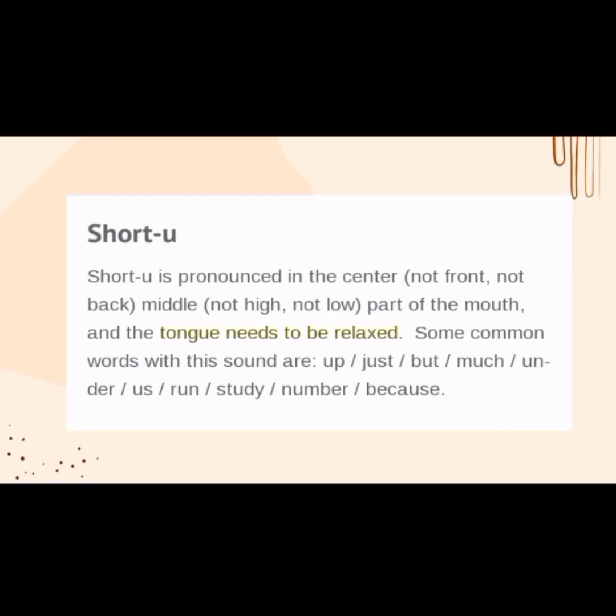The next sound is the short U sound. Short U is pronounced in the center, not in front and not in back, middle, not high and not low, part of the mouth. And the tongue needs to be relaxed. Some common words with this sound are up, just, but, much, under, us, run, study, number, and because. So, that would be all for the vowel sounds.